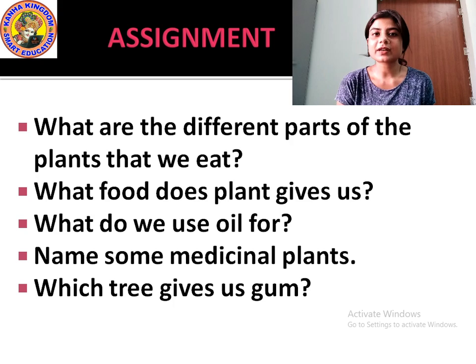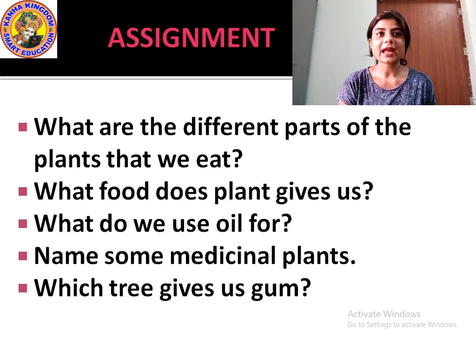What is the first question? What are the different parts of the plant that we eat? I already told you that we eat different parts of the plant. The different parts of the plant that we eat are root, stem, leaves, flower, fruit and seed. This is the answer.